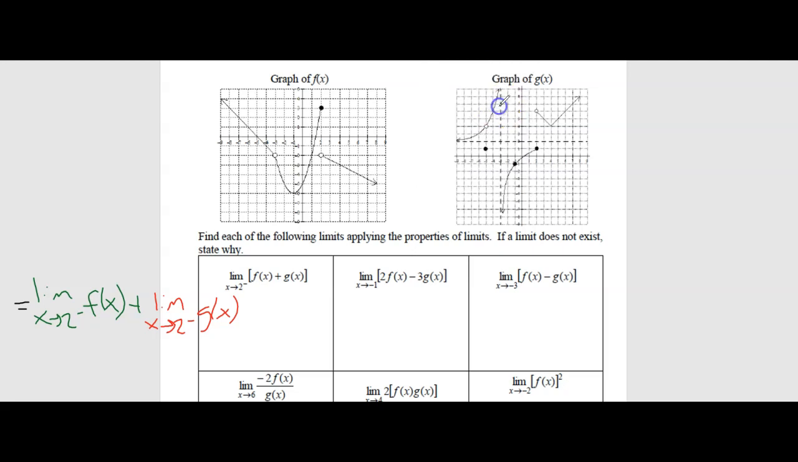If I go over to my f of x graph, as I approach 2 from the left-hand side, or the negative side, I'm approaching a y value of 3.